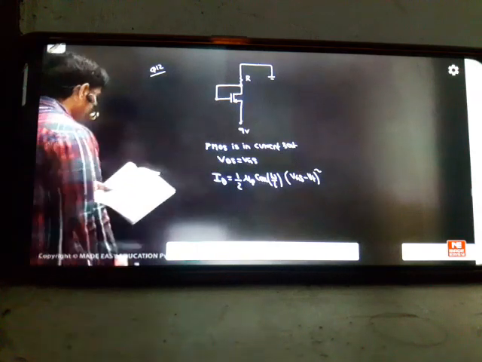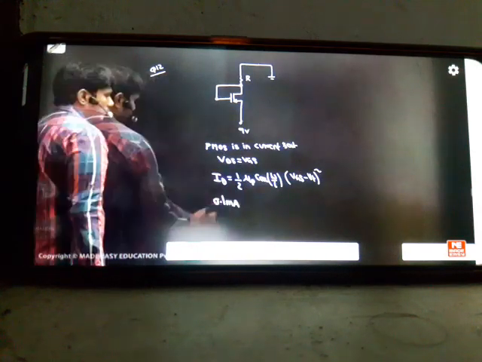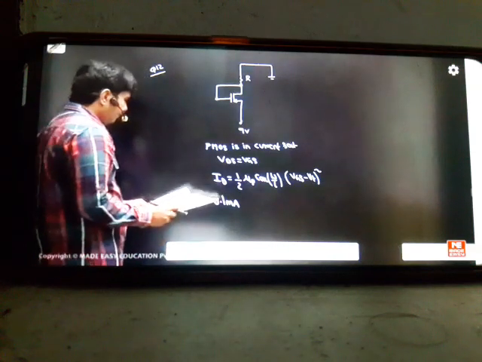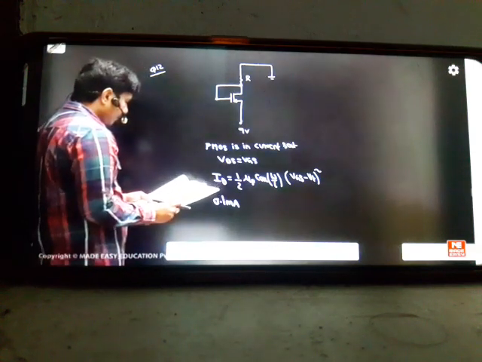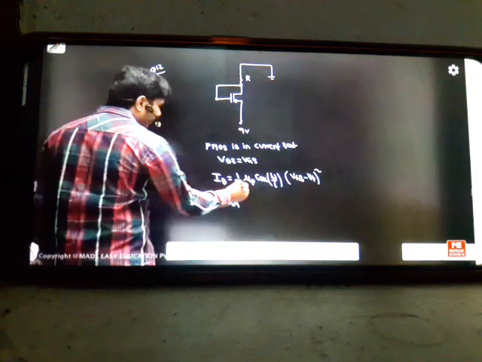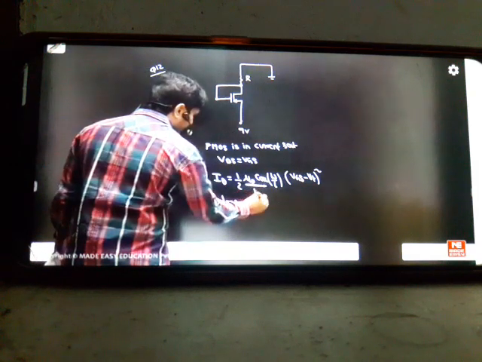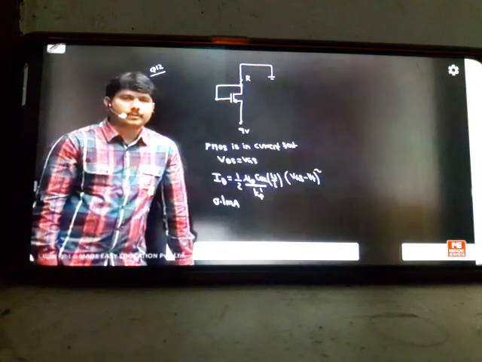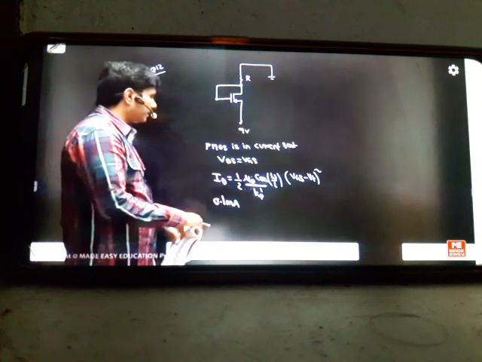In the problem, the current is already given, 0.1 milliampere. And Kp dash, yesterday I told you some notations. This total term up to here, we call it Kp dash. Kp dash or Kn dash represents μ into Cox. We call it the process control parameter. Only this quantity is Kp dash.